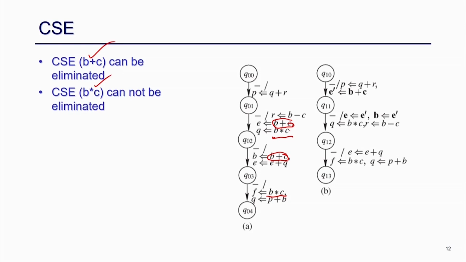Yes, because in this case b and c are not updated in between, right. If b and c were updated in between, then this b plus c and that b plus c would be different. But here in this portion of the code b or c is not updated, right. So, I can store this b plus c into some temporary variable e dash, and I can use that e dash for both this expression and this expression, right. So, this e and b both can be defined using this. This is what I have done, right.